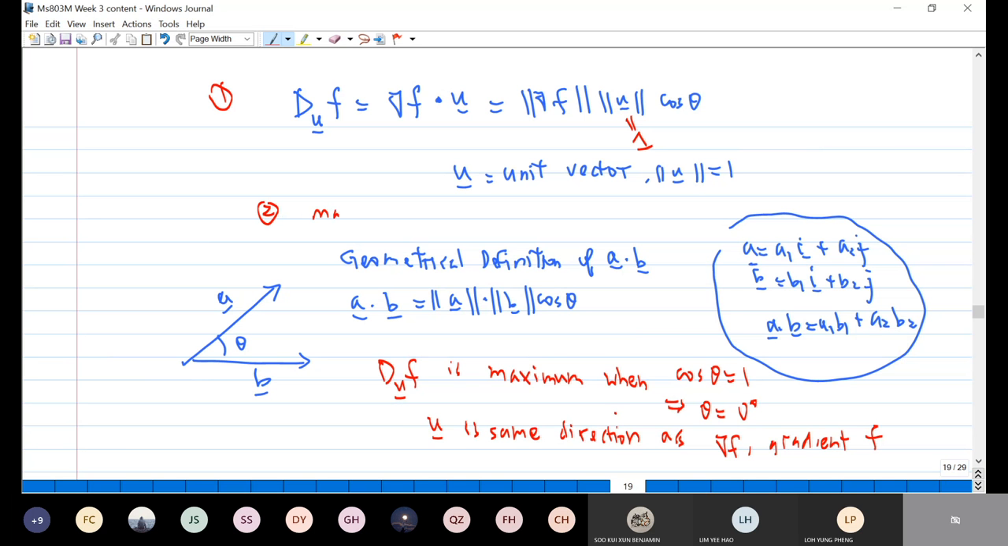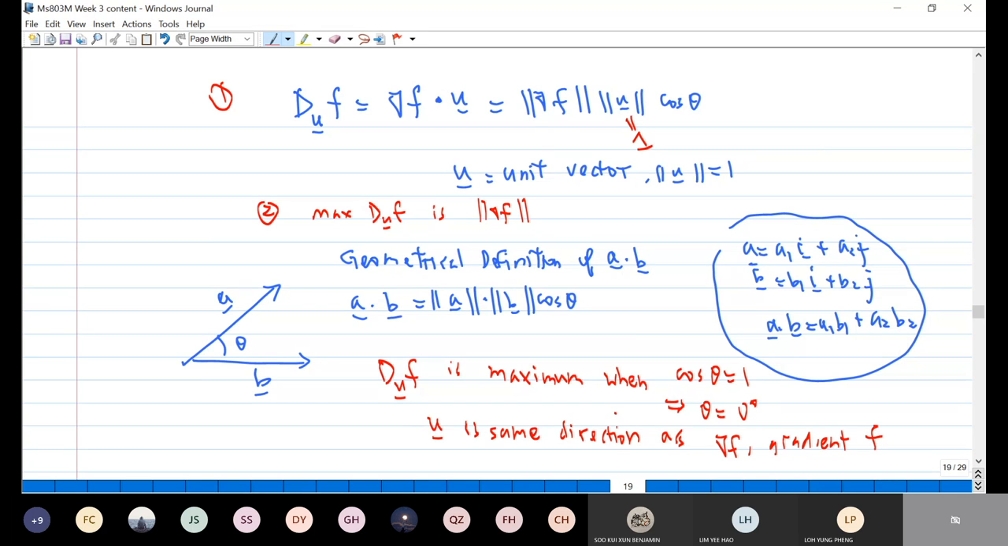The maximum rate of change version of u is what? The length of the gradient of f. Plus, for the maximum rate of change, cosine theta is 1, and the unit vector has length 1, so the maximum rate of change is just this number, the length of the gradient.